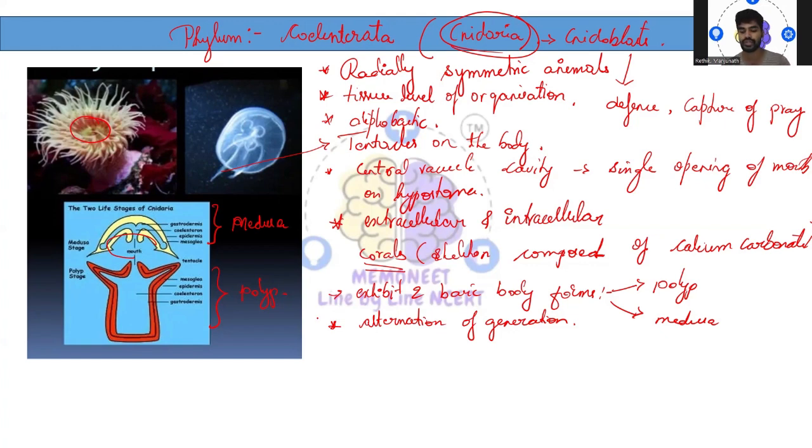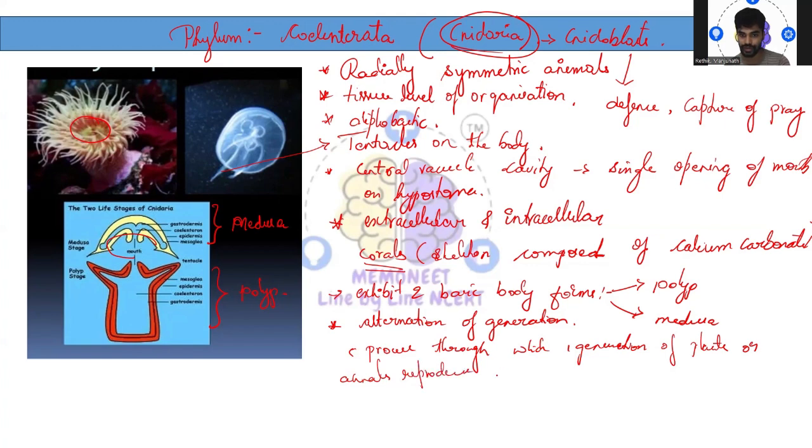So those special features, that is the process through which one generation of say plants or animals normally reproduces asexually.